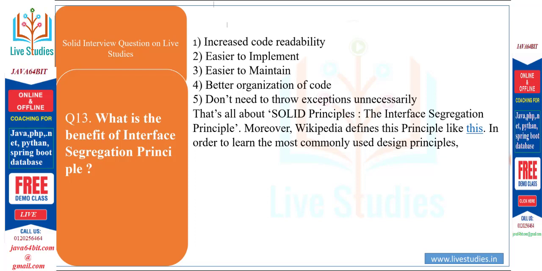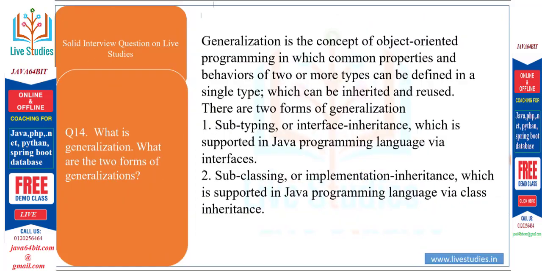Now let's move to the commonly used design patterns. Another question is, what is generalization? What are the two forms of generalization? Generalization is a concept of object oriented programming in which common properties and behavior of two or more types can be defined in a single type, which can be inherited and reused. Two forms of generalization: subtype inheritance, which is supported by the Java programming language via the interface, and subclassing or implementation inheritance, which is supported by the Java programming language via the class.